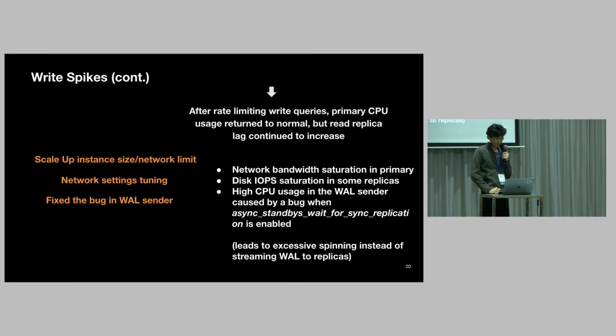So we basically scaled up the instance size and network, because we saw saturation in the network bandwidth and also the disk IOPS. We also did some network settings tuning to allow us to send more data over the network, and Postgres help us fix the bug in the WAL sender. After fixing the bug, I think CPU usage dropped from 90% to less than 10%.